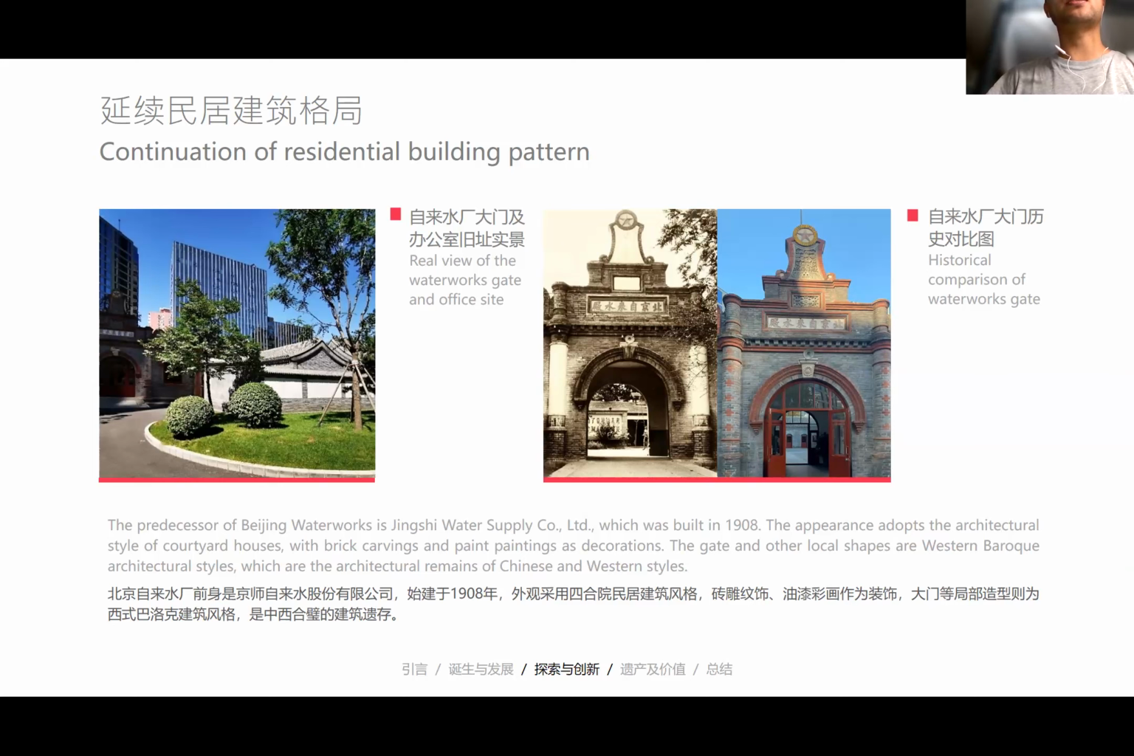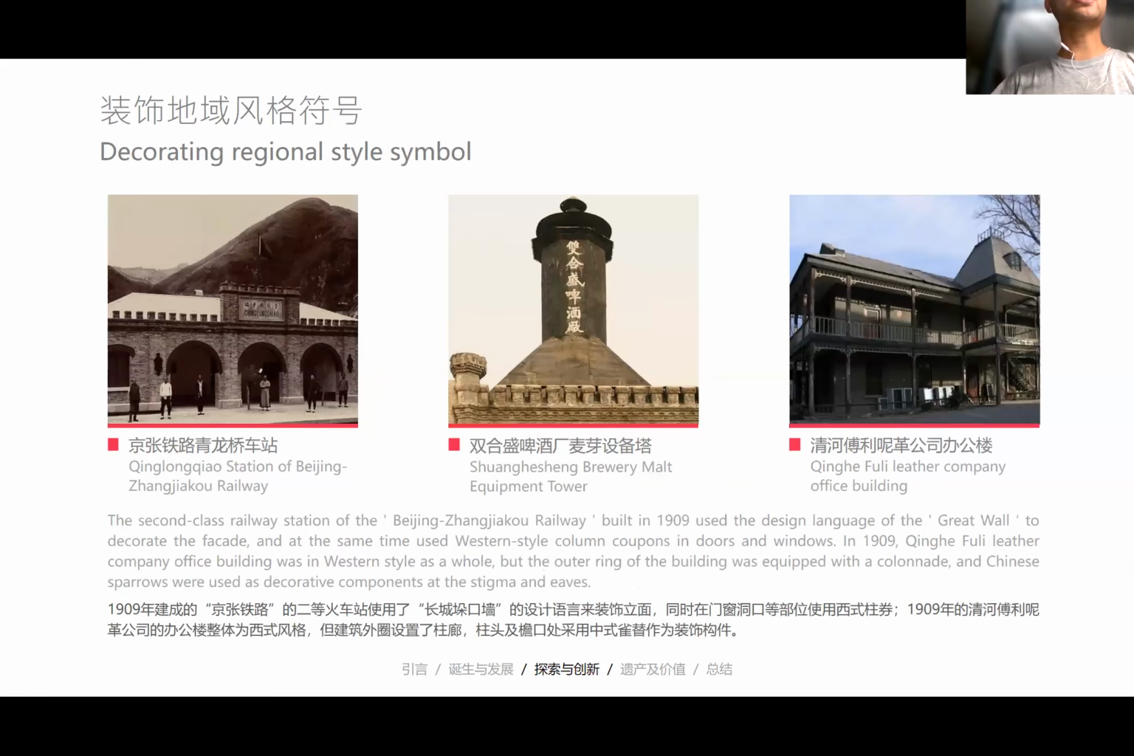And the gates and other partial shapes are in the Western architectural style, which is an architectural heritage that combines Chinese and Western elements. And we can see now this architectural heritage has been well protected and has become an open museum. And the second is the decorative regional style symbols.